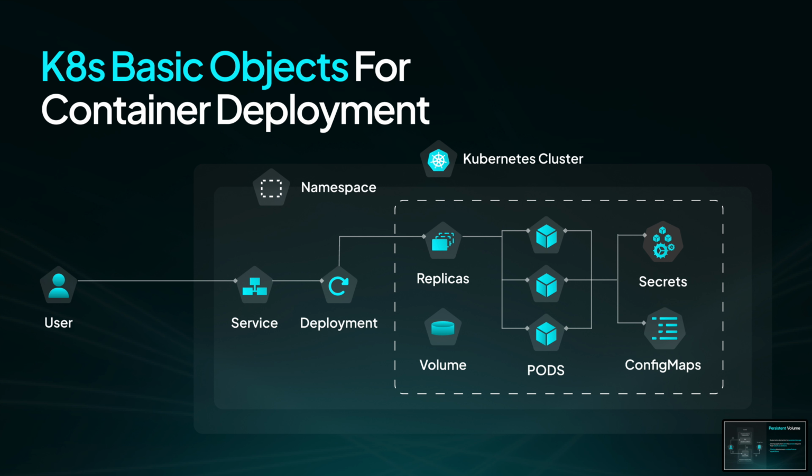Finally, for applications that require persistent storage, volumes are attached to the pods, ensuring that data outlives the pods themselves. This allows our applications to maintain their state even if pods are restarted or rescheduled. This diagram beautifully illustrates how all the fundamental Kubernetes objects work together to provide a robust, scalable, and manageable environment for deploying and running your containerized applications.